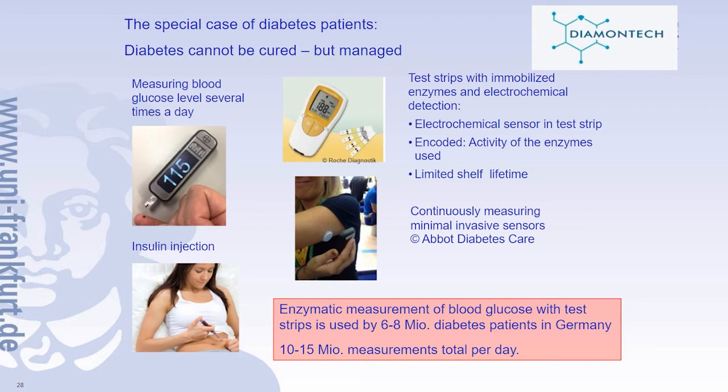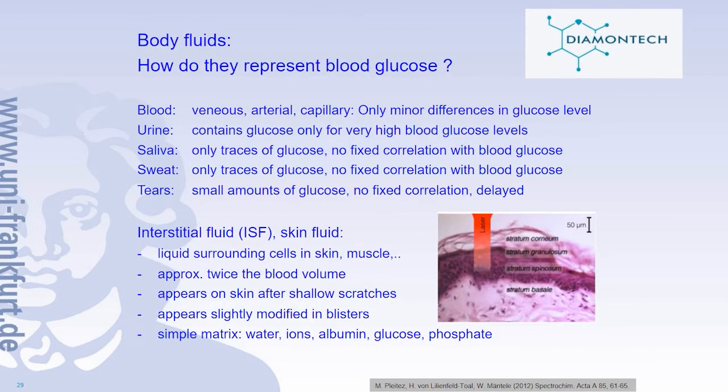And typically the test measurements done are not frequent enough. The German diabetes patient measures on average about 1.5 times per day and not more. Now, our concept is to use infrared spectroscopy, and the fluid we focus on is not blood, but interstitial fluid, skin fluid. It's a liquid surrounding cells and skin and muscle, and it's not a tiny amount. It's actually twice the blood volume typically.